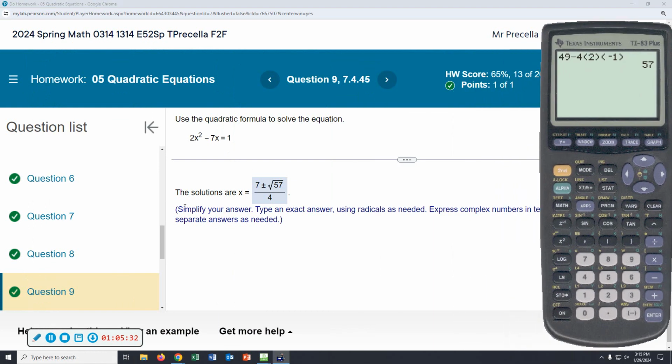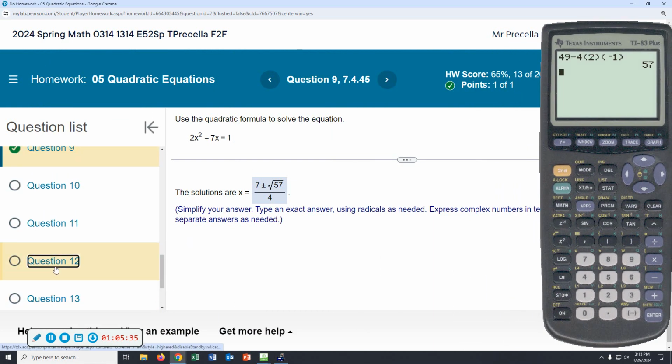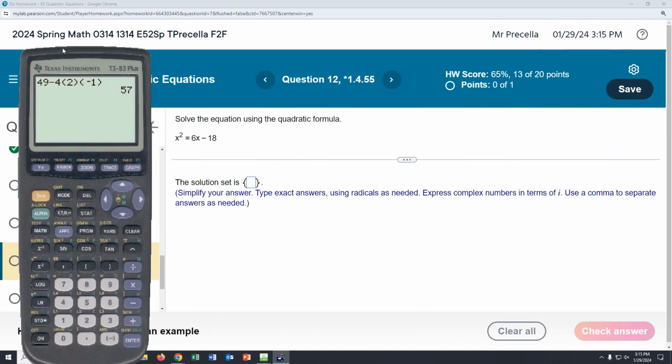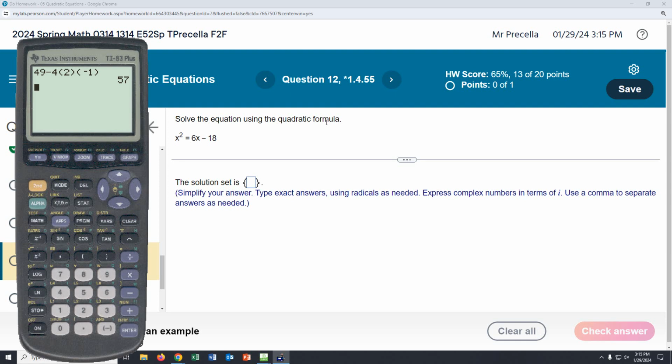Let's jump around. Let's jump to number 12. I'm looking for one that has an i in the answer. So number 12. x squared equals 6x minus 18. x squared equals 6x minus 18.